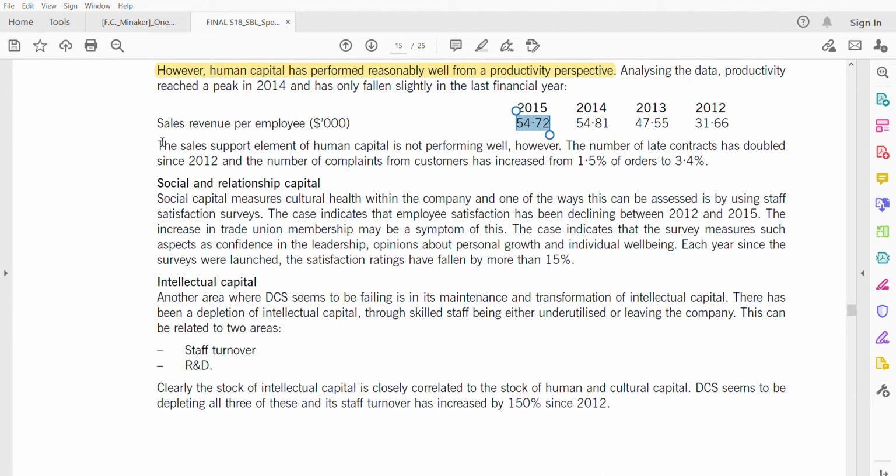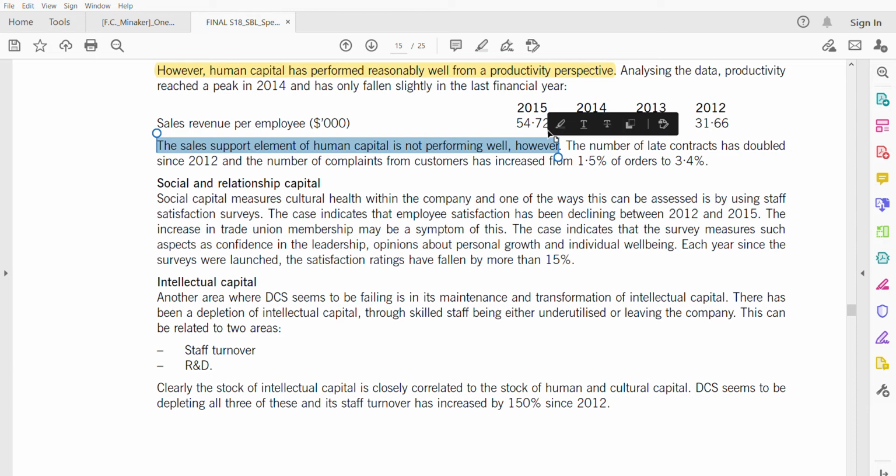The sales support element of human capital is not performing well. This is the third element they are taking. Again, this will give you your evaluation skills. This is your evaluation. This is how you're getting your marks for the evaluation skills. Do you have to work extra on that? Are you writing an additional point? No, you're just taking it from many different perspectives.